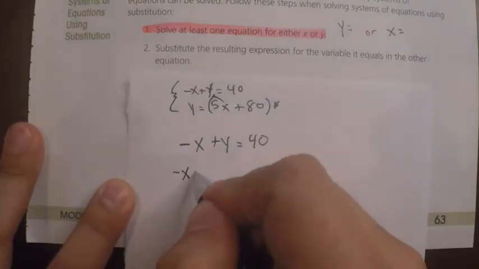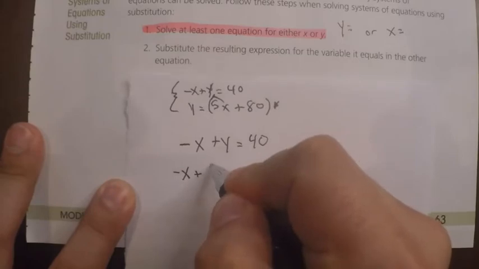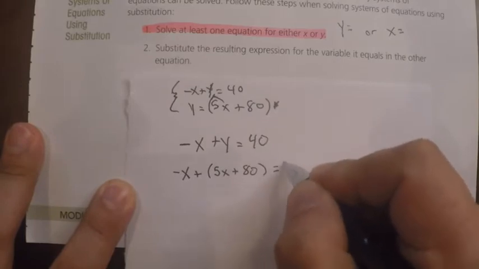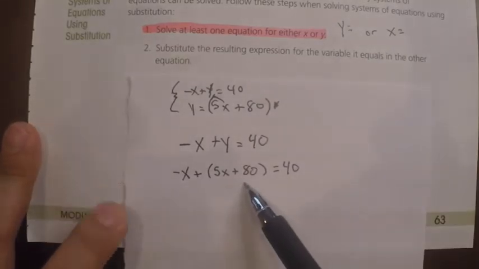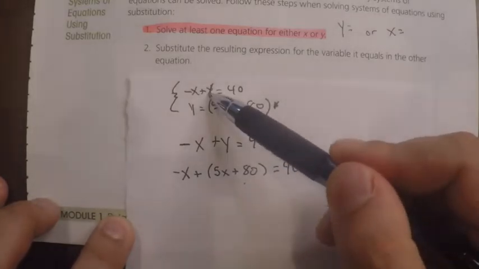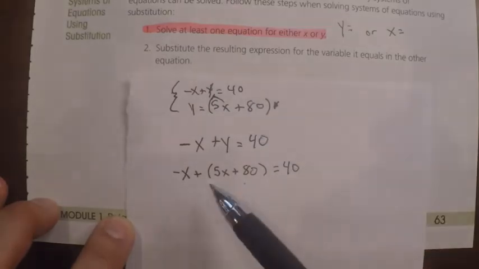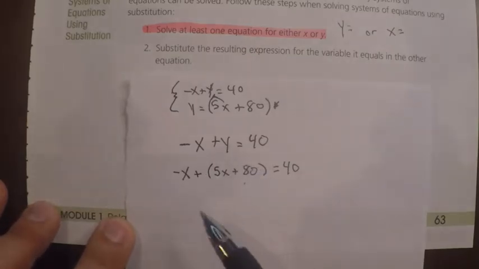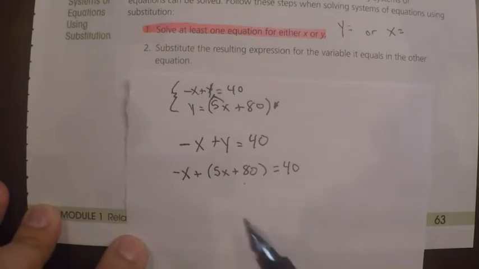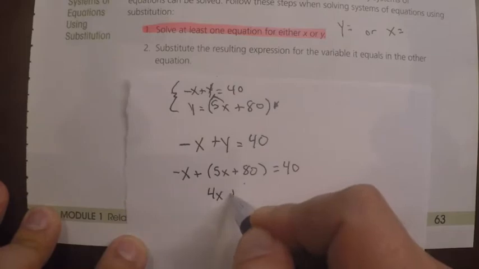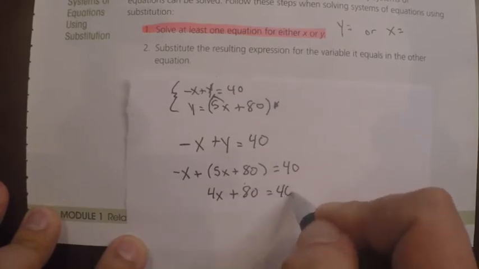Now I'm going to do step number 2 and substitute it in here. So negative x plus, and I'm going to substitute in 5x plus 80 is equal to 40. Now notice how I put it in parentheses there. I put it in parentheses because sometimes there might be a coefficient in front of that y, or it might be minus y, and you don't want to make a mistake here. Now, because we just have a positive 1 on the outside of these parentheses, we can just remove them, pretend they're not there, and collect like terms. So here we have negative x plus 5x, which is 4x plus 80 is equal to 40.